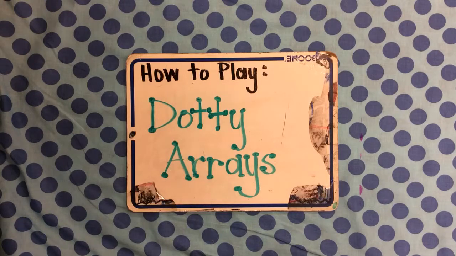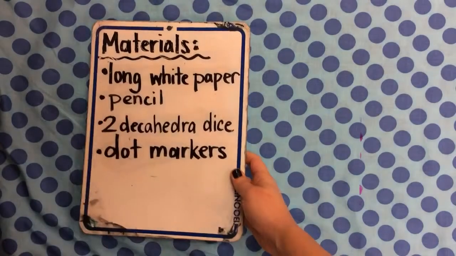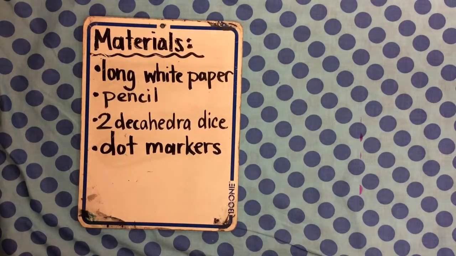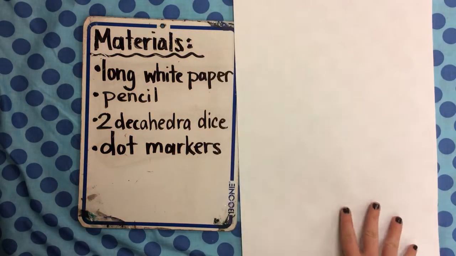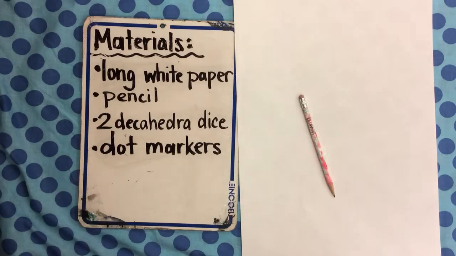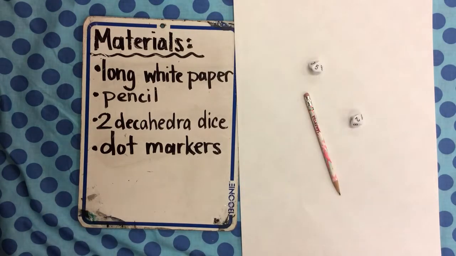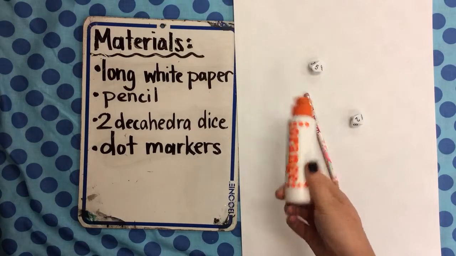Here are the directions on how to play Dotty Arrays. The materials you will need include a long white piece of paper, a pencil, 2 decahedral dice, and a dot marker.